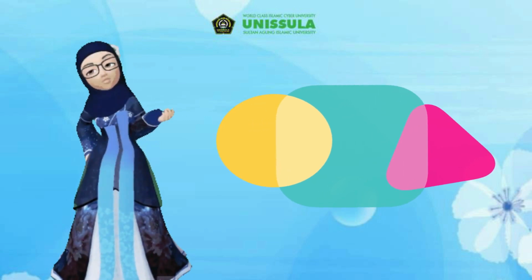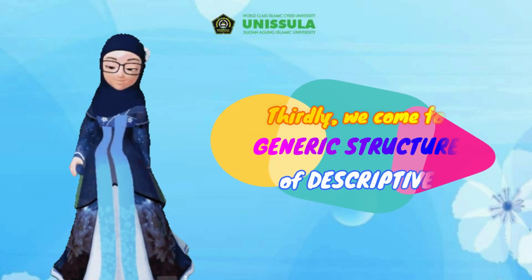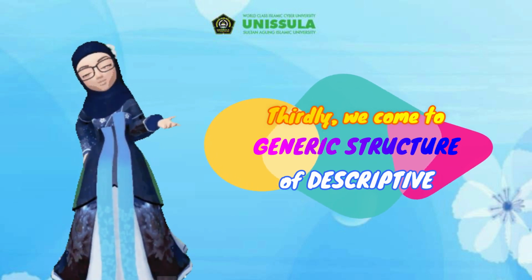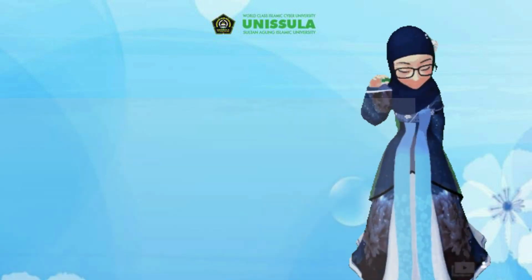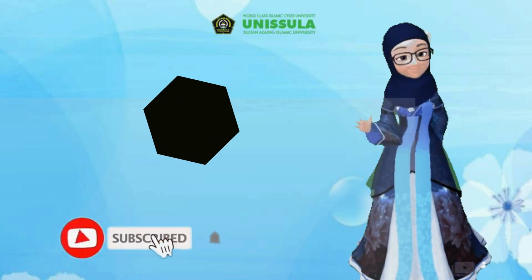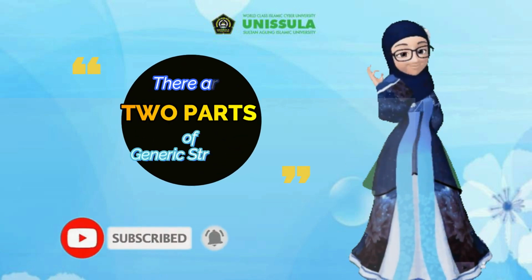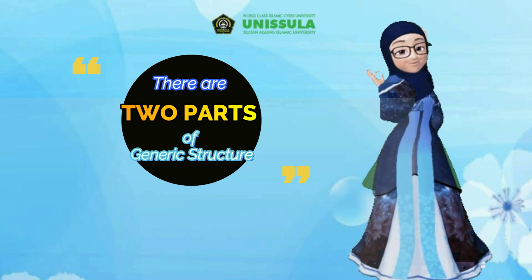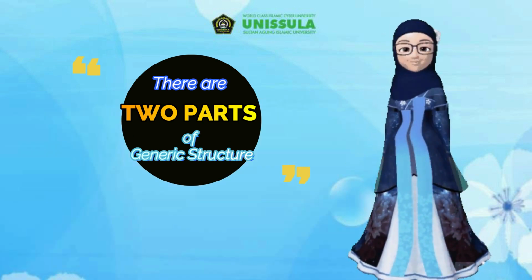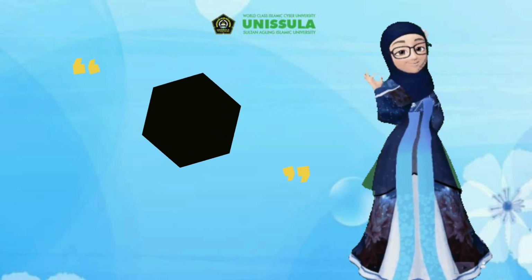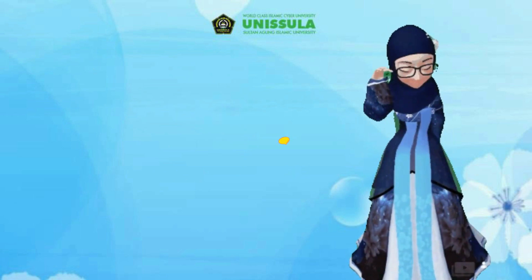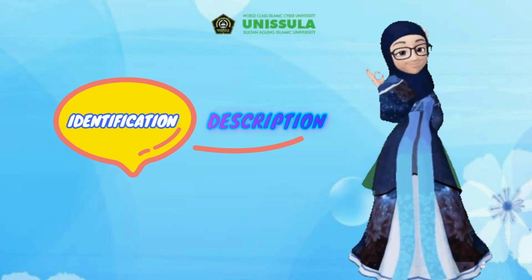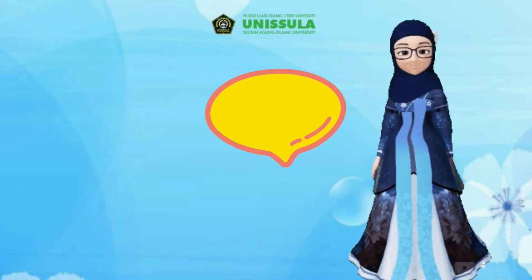And now we come to a generic structure. I believe that all of you here are familiar with generic structure. When we talk about generic structure on a descriptive, there are two parts of the generic structure. The first part is identification, and then the second is description.